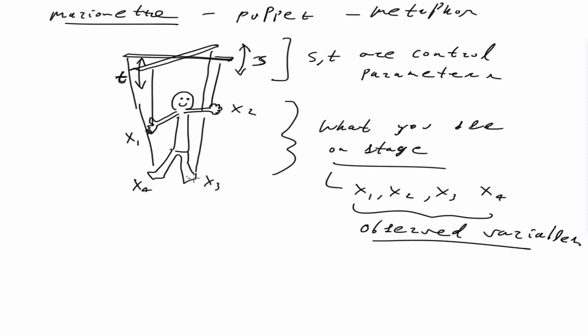And that's why we like to highlight how this works, how s and t are these control parameters that the puppeteer would control. x1, x2, x3, x4, those variables are what are observed, a result or a function of s and t. So I hope that clarifies why we set up our solution space the way we do.